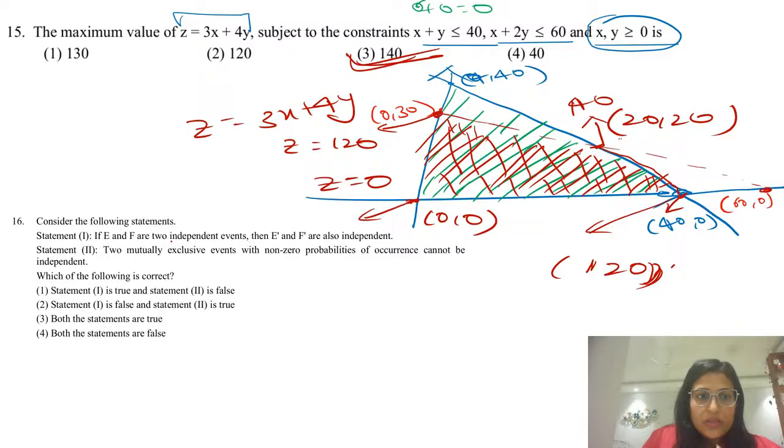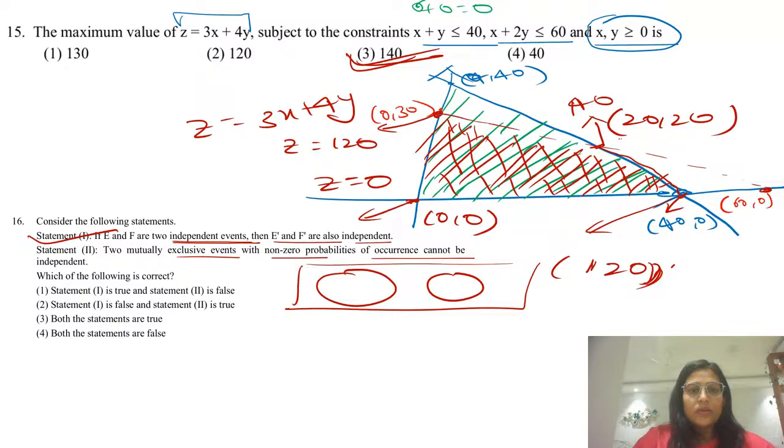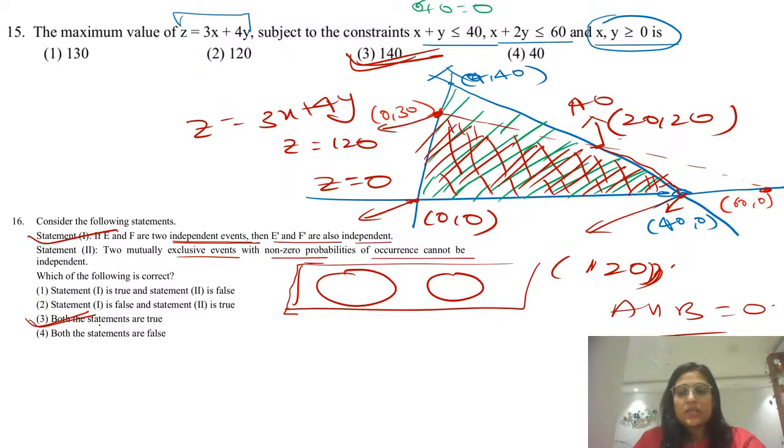E and F are two independent events. Then yes, that's correct. Complements of E and F, both the events are independent. That's true. Two mutually exclusive events with non-zero probability of occurrence cannot be independent. This is a false statement, no? So here the correct answer is what? Statement 1 is true and statement 2 is false. No, wait. They are saying that two mutually exclusive events with non-zero probability of occurrence cannot be independent. Okay. Mutually exclusive means A intersection B is 0, we know that, right? Non-zero probability of occurrence cannot be independent. Yes, it cannot be independent, right? Yeah, sorry student, my bad. So both the statements are true. Option 3 is the correct answer.